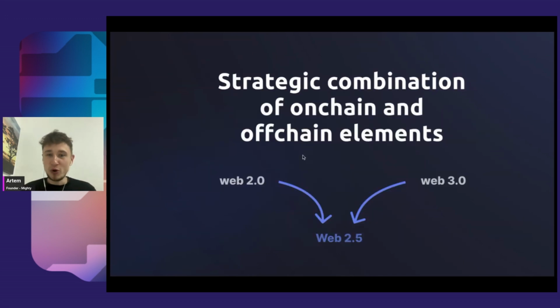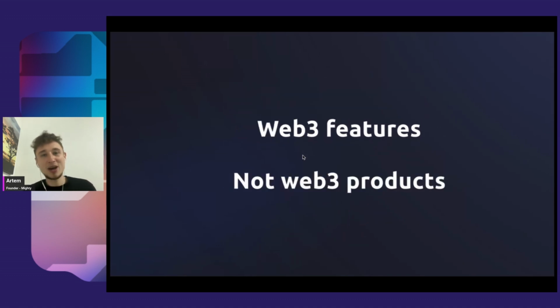So what Web 2.5 gives us is a strategic combination of on-chain and off-chain elements, where you have Web 2 and Web 3, and you combine them into Web 2.5. What I'm trying to push here is that you have to push for Web3 features, not Web3 products. That's very important, because there is a lot of talk about Web3 products, but not that much talk at all about integrating Web3 features into Web2 products.